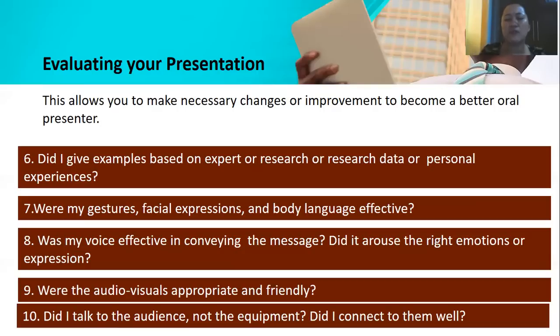So it must match. And then number eight, was my voice effective in conveying the message? Did it arouse the right emotions or expression? Only few are really gifted with a well modulated voice. Some of us have thin voice, some of us have a very low voice, but with constant practice, there is a tendency that we will really have that ideal voice for oral presentation. So just have constant practice.